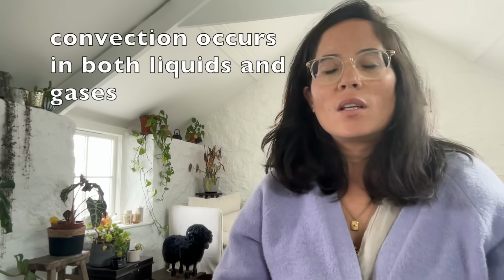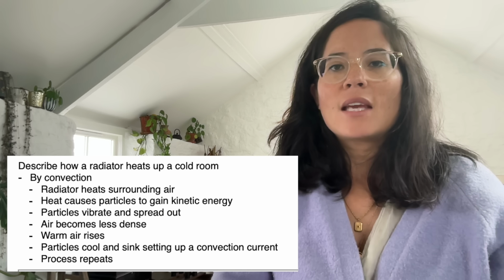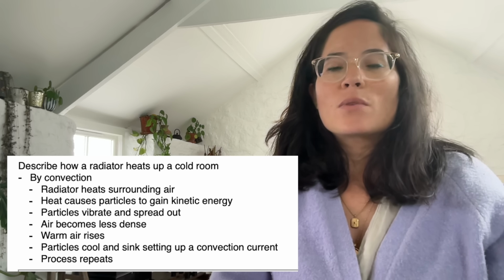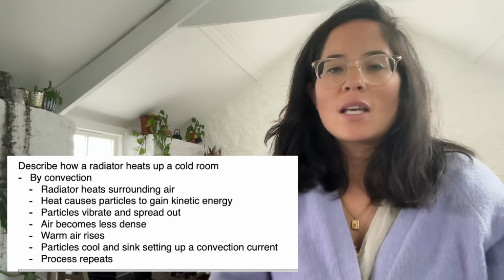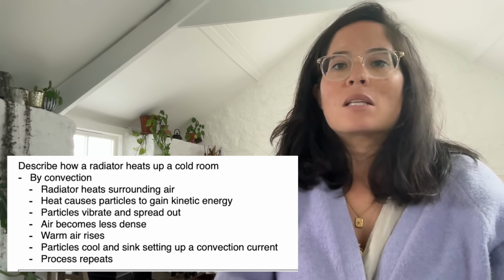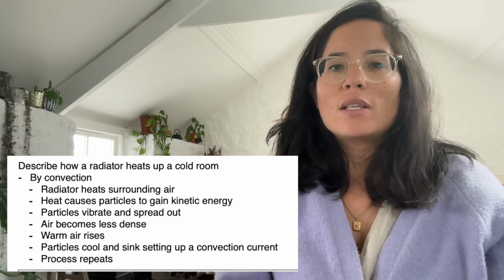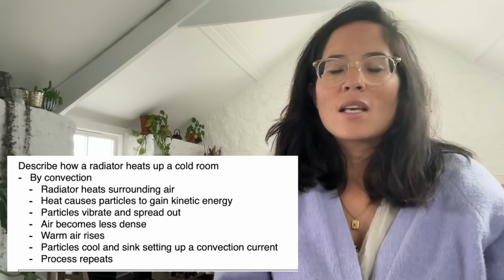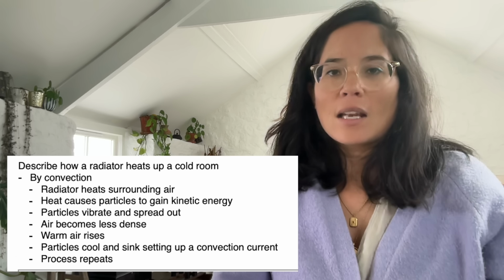Convection occurs in fluids, so liquids and gases. Let's use the example of a radiator in a room to understand how convection currents are set up. So first of all, we turn on our radiator. It heats up, heating the air molecules above. This causes the air molecules to vibrate more, they gain kinetic energy, and they spread out. The air expands and becomes less dense. This hot air rises, and then cooler, denser air falls down to replace it, therefore setting up a convection current as the process repeats again and again.